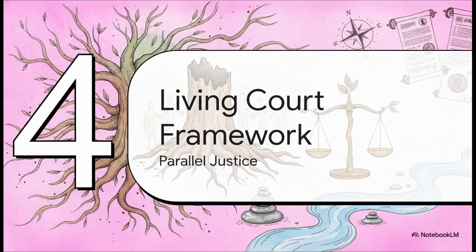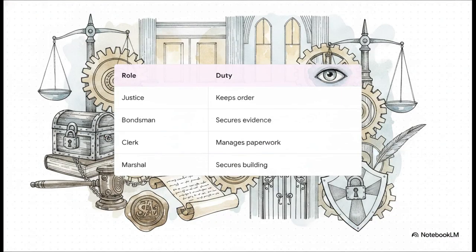Part 4. The Living Court Framework and Parallel Justice. For those building a parallel justice system, the Living Court Framework assigns very specific evidentiary duties to its officers. For example, the bondsman is directly tasked with securing the physical evidence and the courtroom itself. Meanwhile, the justice plays a fascinating role. They do not rule on the facts at all. Instead, they act strictly as a gatekeeper, ensuring that rigid rules of evidence admissibility are followed to the letter before anything is ever presented to the trial jury.